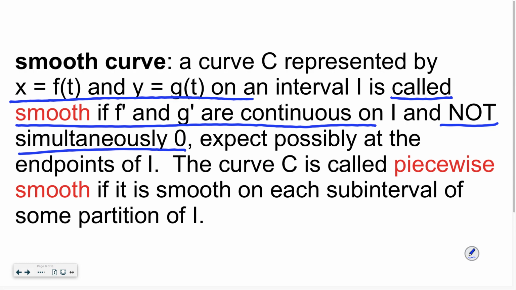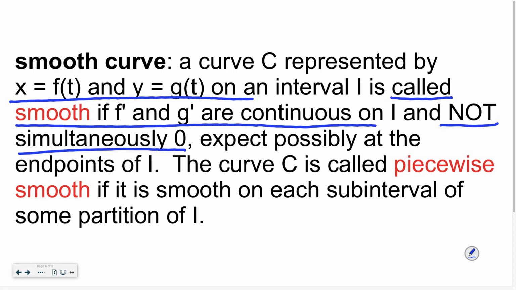Okay, what is simultaneously? What is the zero? If both x prime and y prime are zero at the same time, that would be a place where the curve is not smooth. Why? Isn't 0 like horizontal? Would that be 0? So it wouldn't just be a straight line for both?